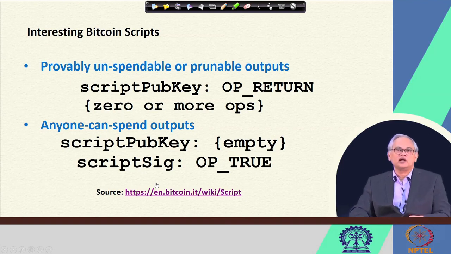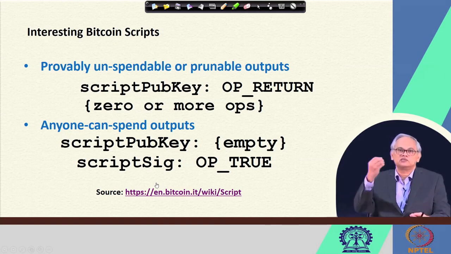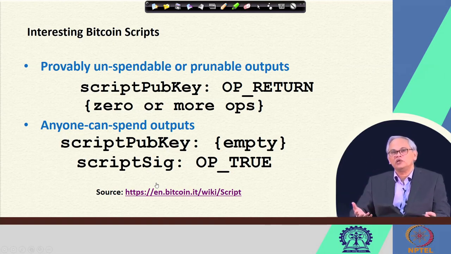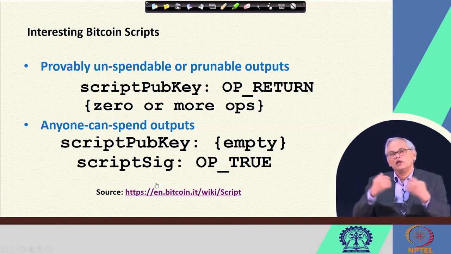Anyone can spend means that there is no particular pub key that is involved in the script pub key. So, nothing is mentioned. The script sig will be OP_TRUE, means that if that is there in the stack, the first thing that will be popped is OP_TRUE, no matter whatever is the content. The first such operation is OP_TRUE, which means that irrespective of any other consideration, it will be returning true. So, anyone will be able to claim that money.